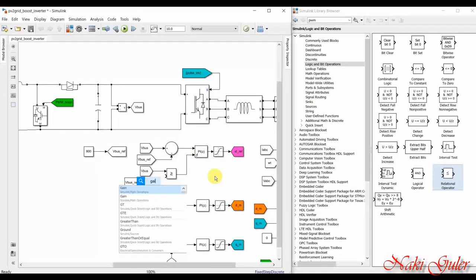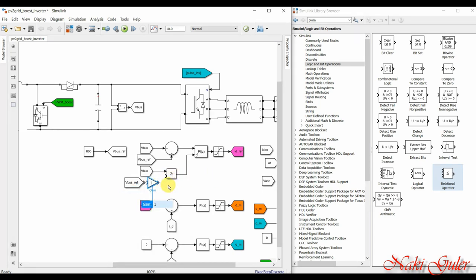Now I want to put again 1.05, so it means 5% bigger than the defined reference, so 840 volt. Here, if the VBUS voltage is bigger than 840 volt, the reset signal will be 1, and the PI controller will reset. If it resets, the PI controller starts again with the initial conditions. So the control operation will start again.